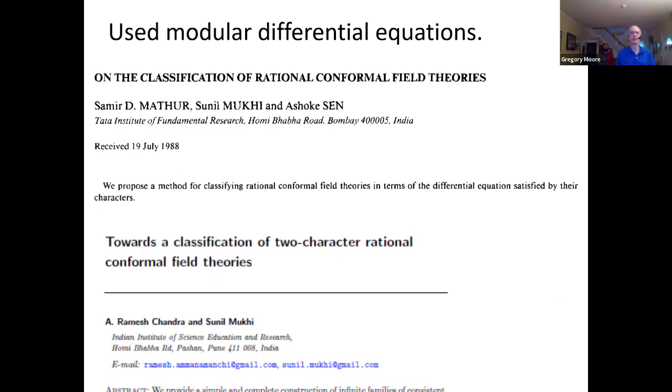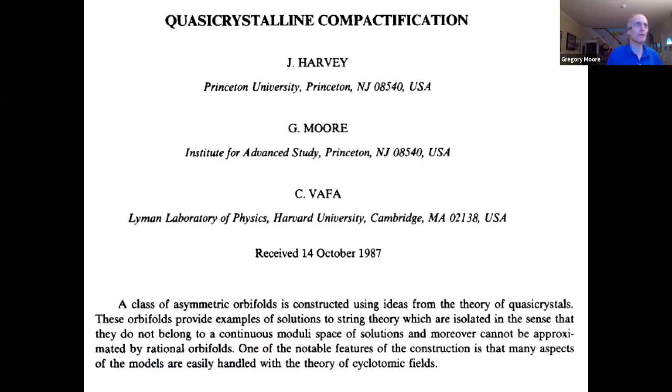Another paper from that time is a paper I wrote with Jeff Harvey and Cumrun Vafa, where we actually kind of killed the Friedan-Schenker idea that you could always approximate any conformal field theory by rational conformal field theories. We found some isolated conformal field theories which are not approximated by rational ones.